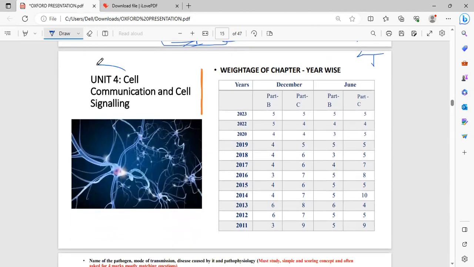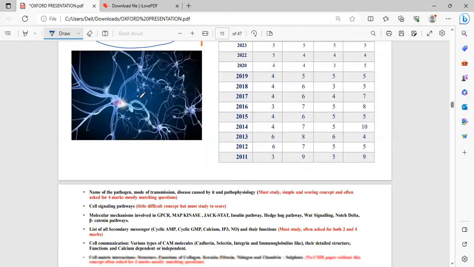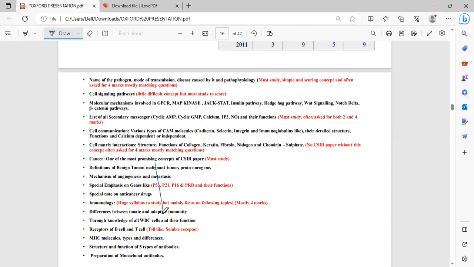Coming to the fourth chapter, that is cell communication and cell signaling. Among the syllabus, the two biggest chapters are the 4th chapter and the 13th chapter, and these two chapters carry so much weightage compared to other chapters. Why are these two the biggest chapters? Because of the syllabus. There is a huge syllabus.